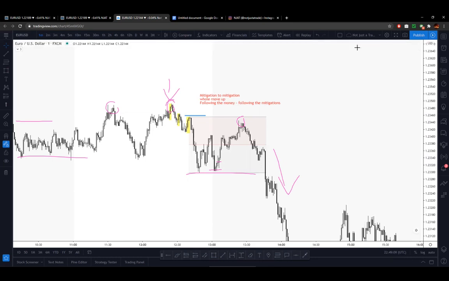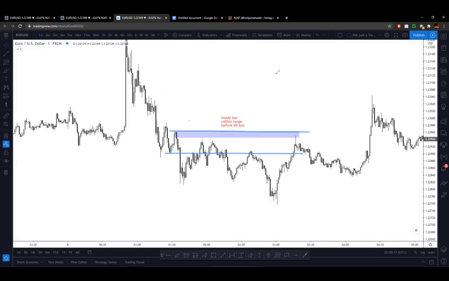Cool. On to the next example. Cool. So now on to the next example. Again, we're just following the money. So we've seen that move down. We've seen this inside bar here, initiation of lower prices, mitigation and continue lower. Essentially, this has just created liquidity here.